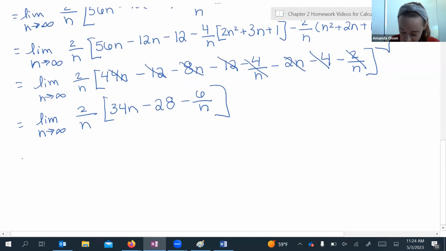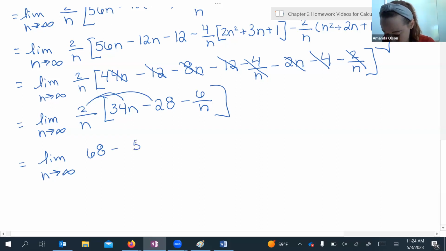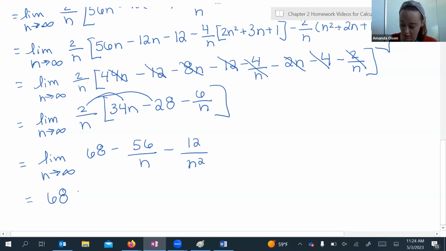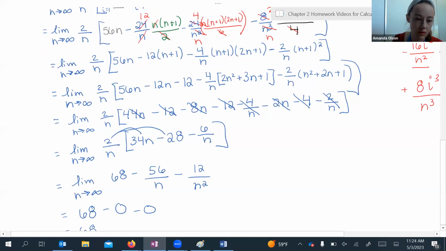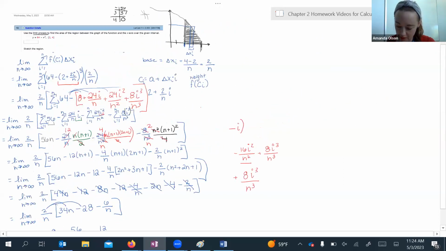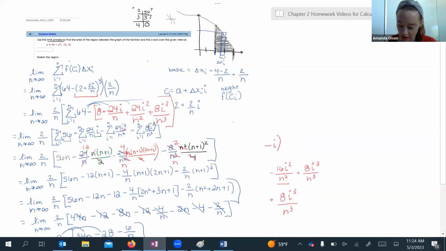We're almost to the end. This becomes the limit as n goes to infinity of 68. Once I distribute it, minus 56 over n minus 12 over n squared. This becomes 68 minus 0 minus 0, which just becomes 68. Okay, that does seem to me to be pretty right with what the area is.